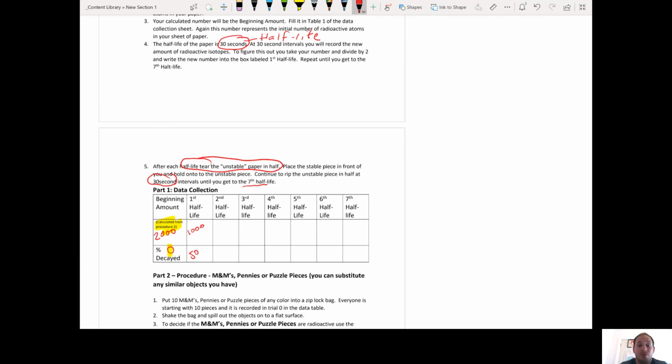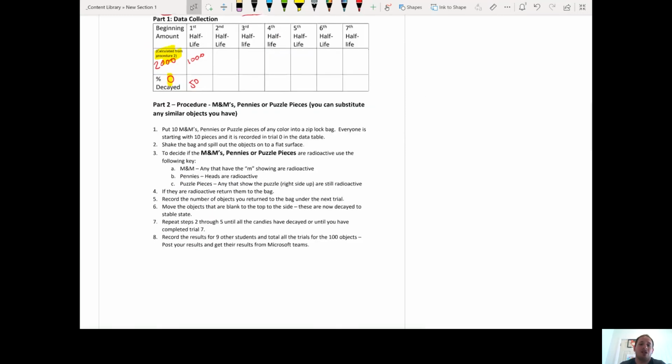Okay, the second part of this lab. This is a little more complicated, but we're going to do our best to get through this. You need either 10 M&Ms, pennies, or puzzle pieces. You can use any object that you want. Again, you could take a piece of paper, cut it into 10 squares, and put an S on one side for stable and a U on the other side for unstable. However you want to switch this up, you can. The first thing you do is take the 10 objects, whatever they are, and put them into a little Ziploc bag.